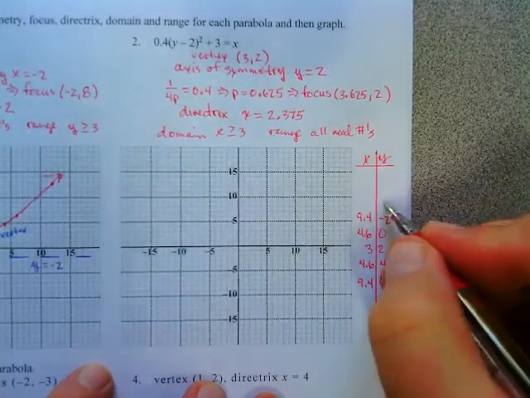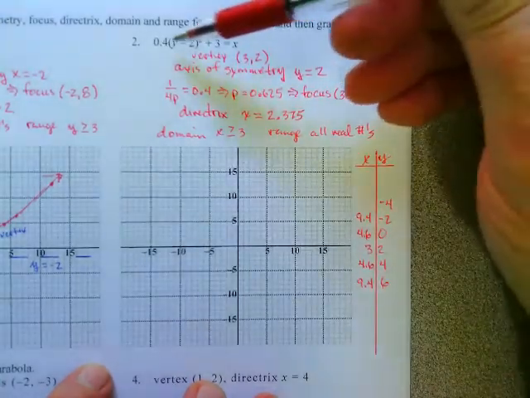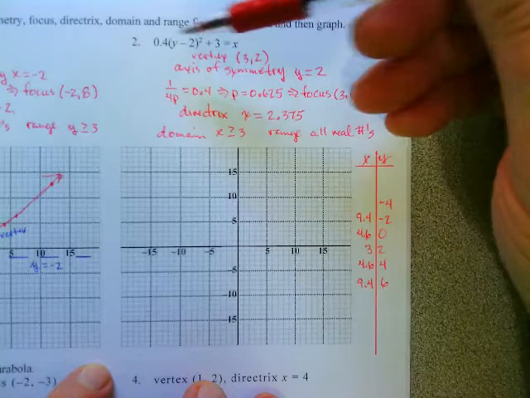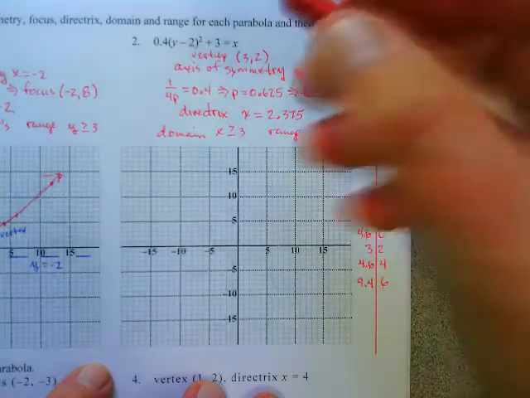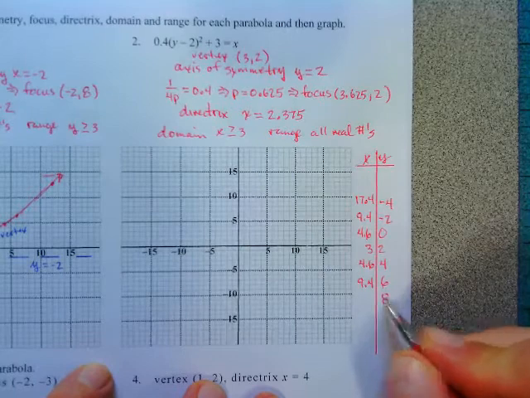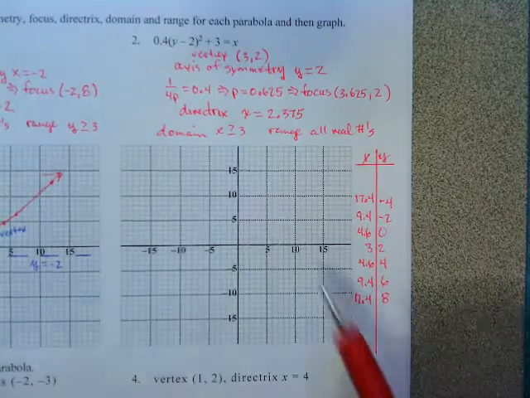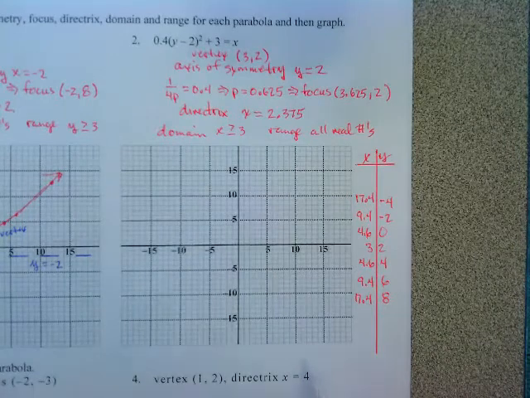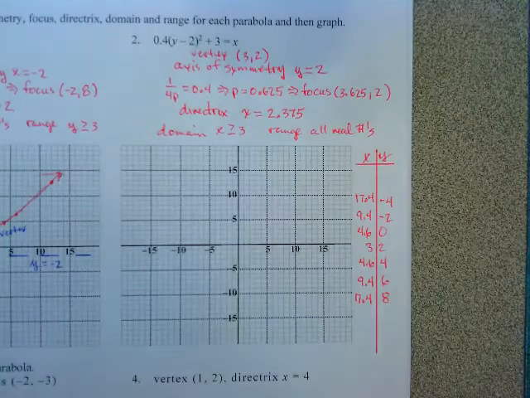Okay, let's go to negative 4. So negative 4, subtract 2, that's negative 6. Negative 6 squared is 36. 36 times 0.4 is going to give us 14.4 plus 3 will be 17.4, which means 8 has to be 17.4. Now we're already up to 17 on the x's. Probably the next one would be off the graph, so let's just go ahead and leave it there and go ahead and plug the numbers in.